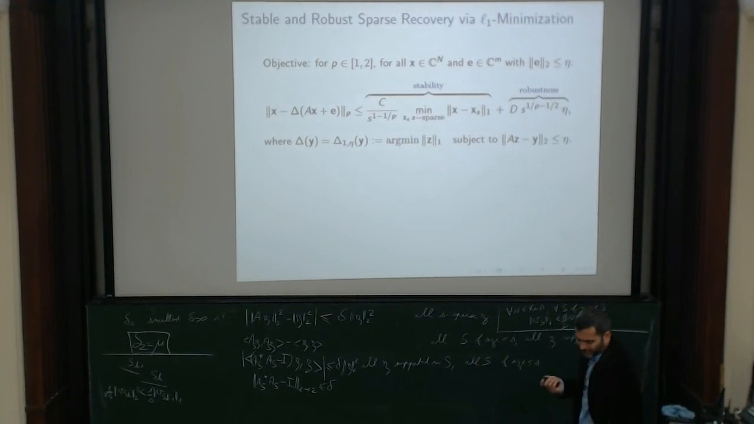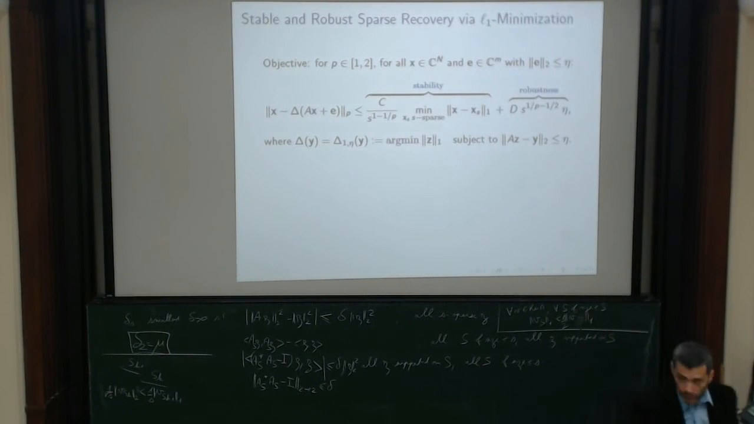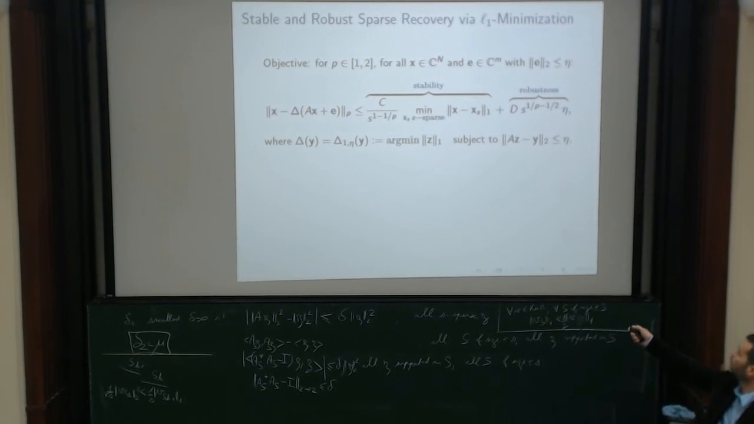So the objective that we will want is that for every vector x, not necessarily s sparse, we want a recovery algorithm and a good measurement matrix so that the following guarantee holds: that x minus the reconstruction from Ax plus a measurement error, in some norm p between 1 and 2, is bounded by a term that is equal to 0 if x is s sparse.